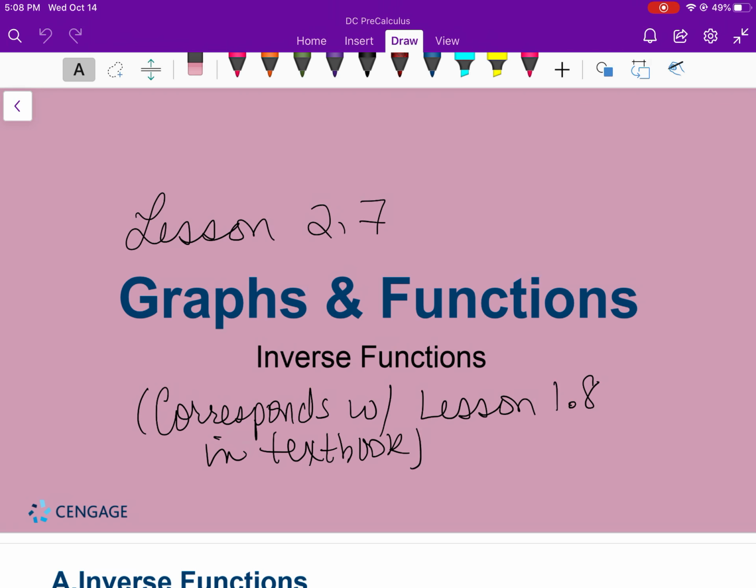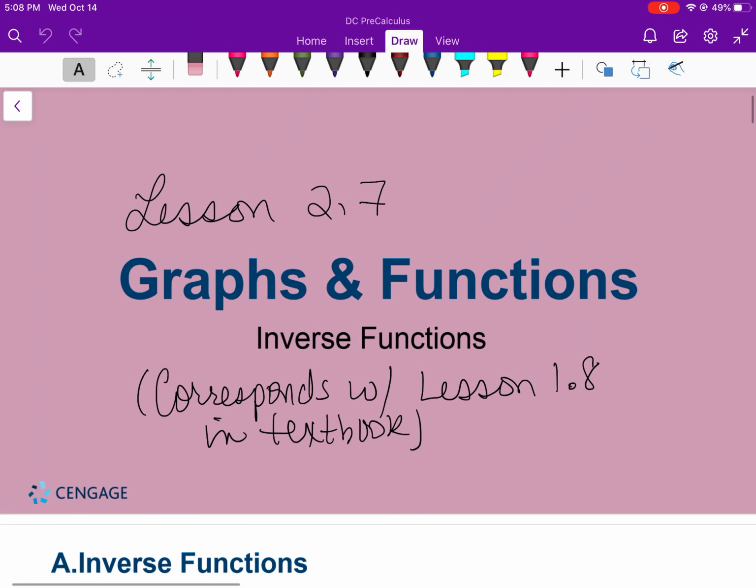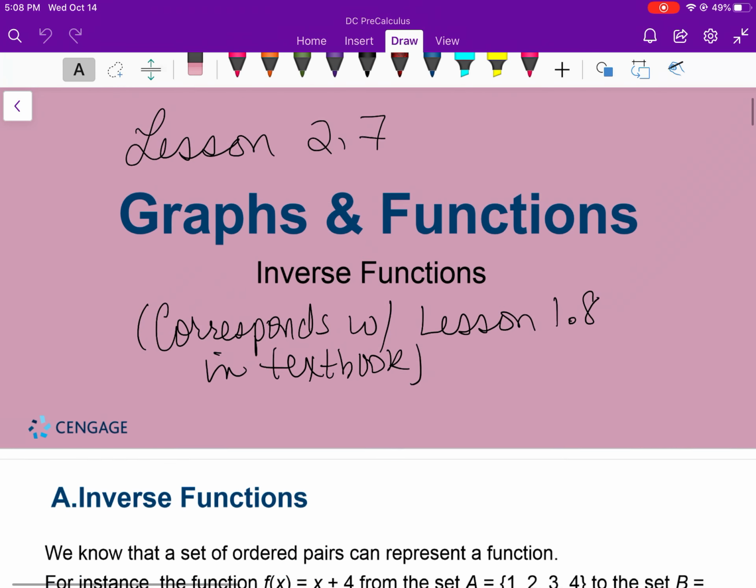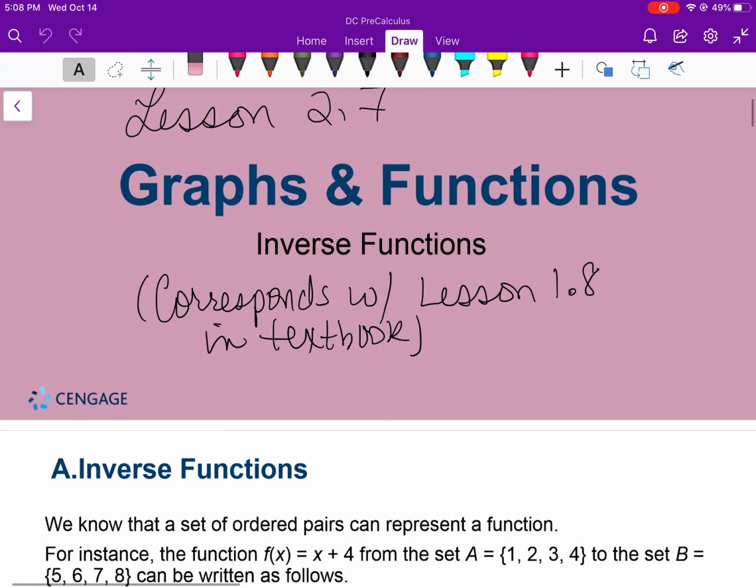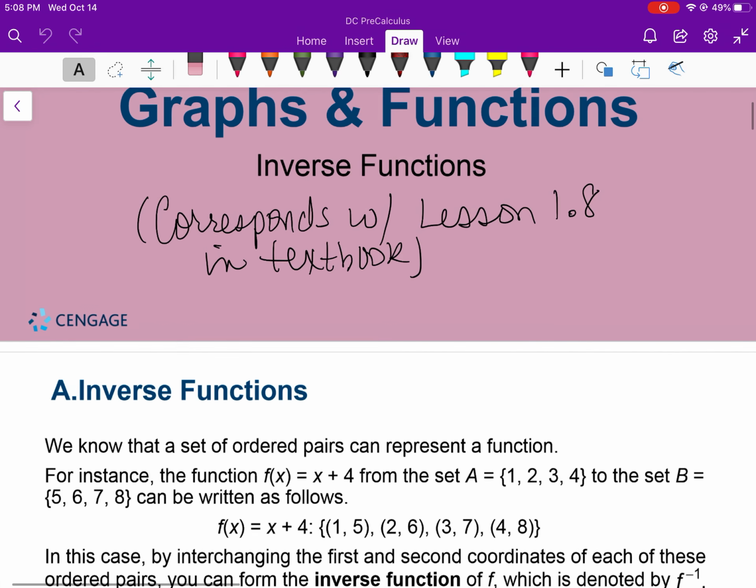Pre-calculus students, this video is going to cover all of lesson 2.7, so it actually corresponds with lesson 1.8 in your textbook. We're going to cover inverse functions.